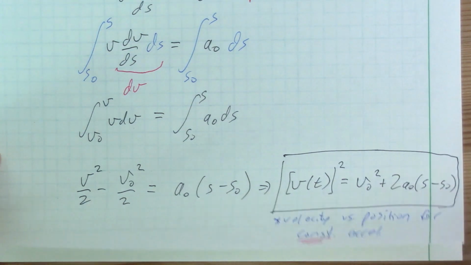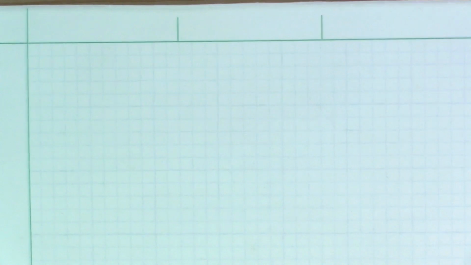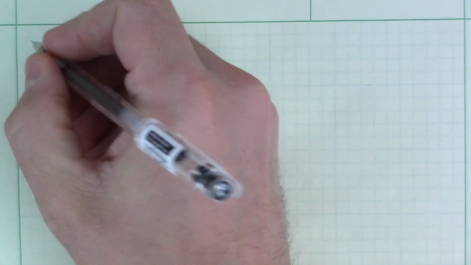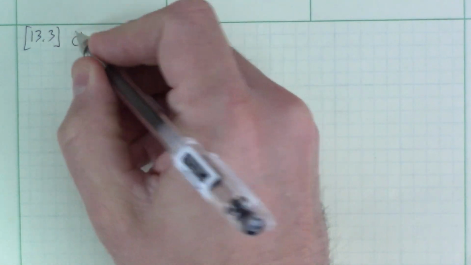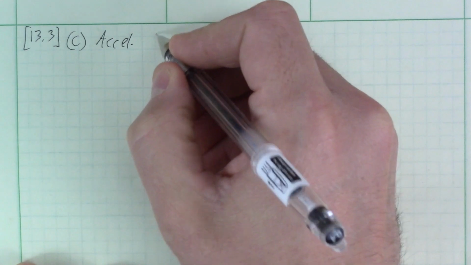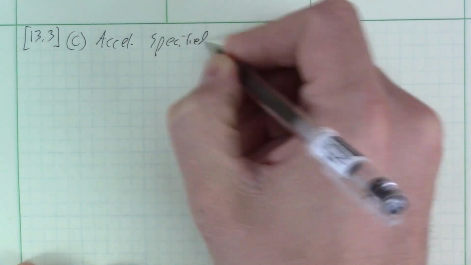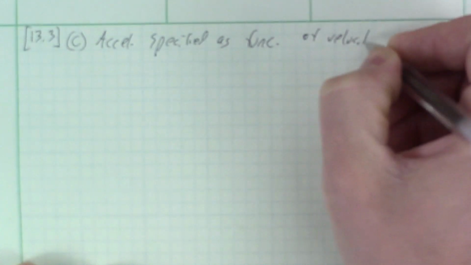Remember, the other two are just going to be more extensions of this. So we'll work through those a bit quicker here, since we now have the mechanisms for how to solve these. Remember, now we're moving into section 13.3 if you want a reference to the book. The next scenario is where acceleration is specified as a function of velocity.